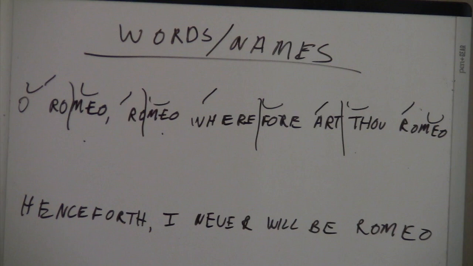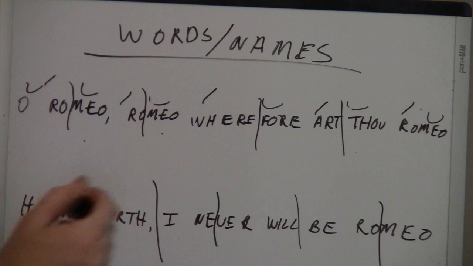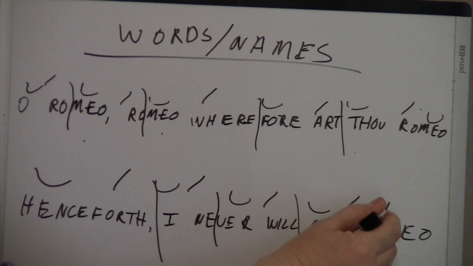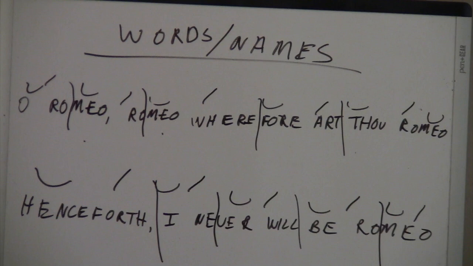Now let's try this one. Henceforth, I never will be Romeo. So you have to add that extra foot at the end of the line to have 10 syllables. Henceforth, I never will be Romeo. One, two, three, four, five. Five syllables. So it's very important to scan your verse lines so you know how to pronounce words and names, and we'll talk specifically about words a little bit later on.